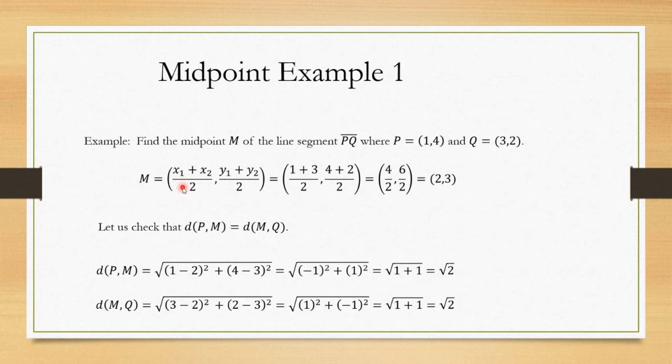I know I didn't say x sub 1 is this, y sub 1 is this, but just look at what's happening. You're adding the x coordinates and dividing by 2. You're adding the y coordinates and dividing by 2. That's all we're doing.